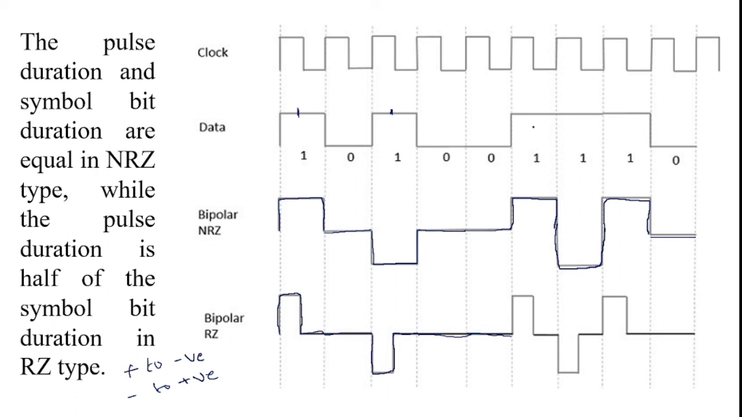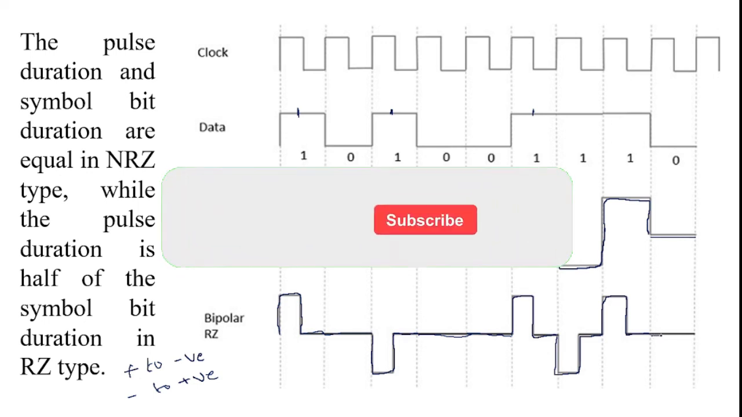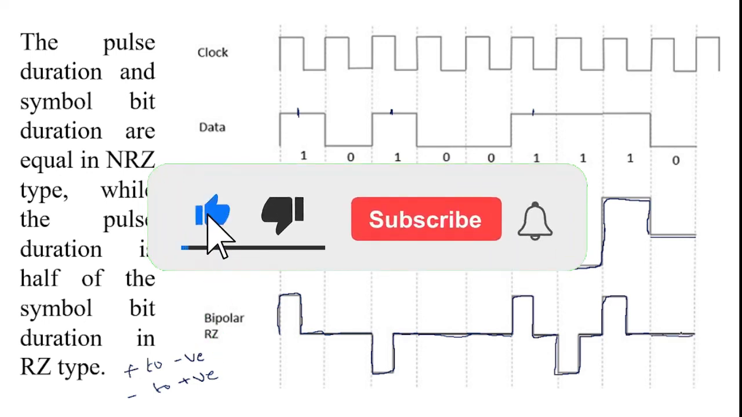Next, this is high data, and half of the symbol bit duration is considered as high, but it immediately returns to zero. The next one is high data, and half of the bit duration is negative, and it returns to zero. Next, this is high data, and half of the bit duration remains high and the remaining half is zero, and this is low data. That low data is considered as a zero voltage level.